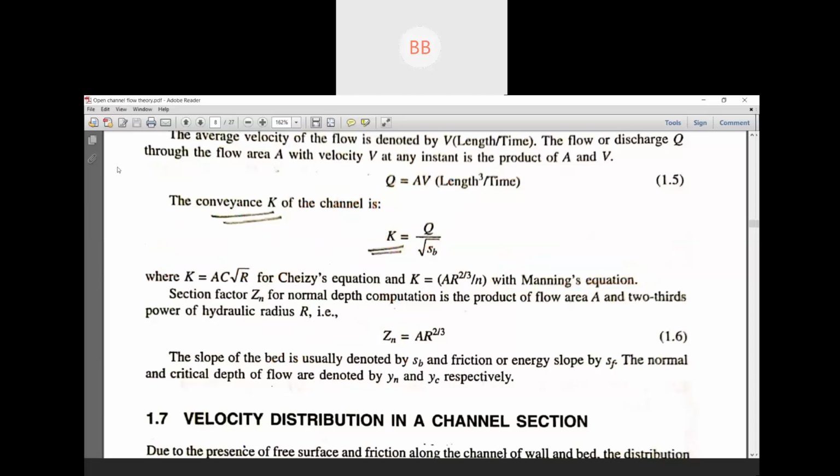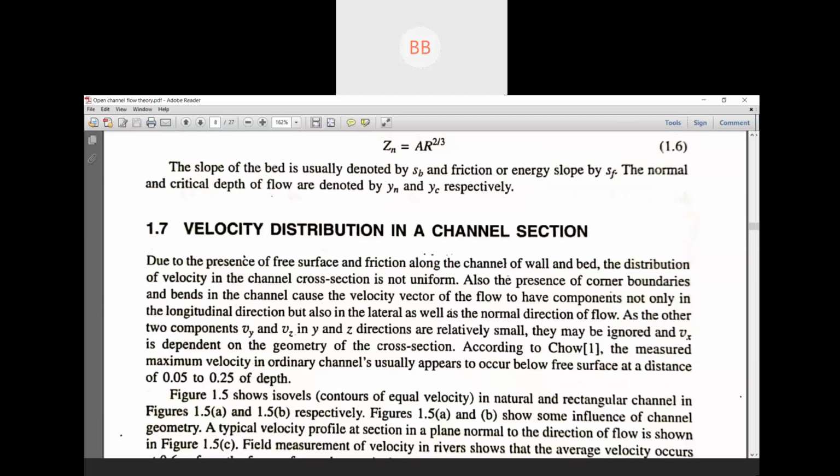Next, a very important topic is velocity distribution in a channel. This is very important. Suppose you want to draw a top view, or I'll show you here.